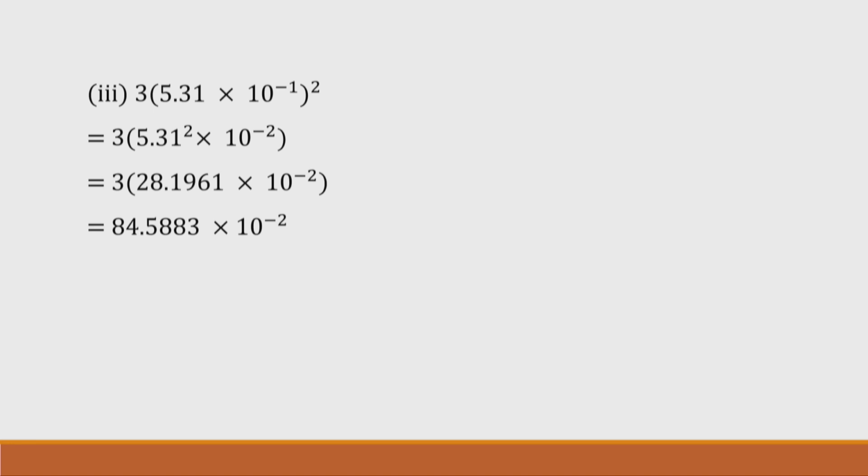So I will have to rewrite 84.5883 in standard form, which is equal to 8.45883 times 10 to the power of 1. Now, using the laws of indices, we will get 8.45883 times 10 to the power of negative 1. What I have done is 1 plus minus 2, which is minus 1. So this is going to be our answer.